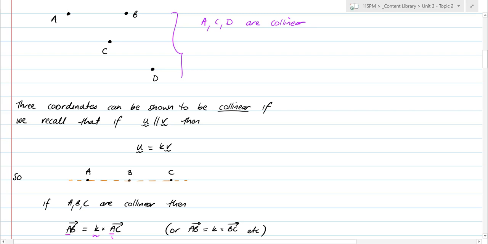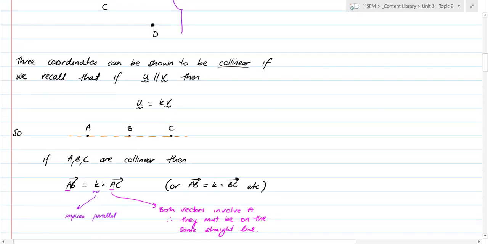So that means, if I have a look at my example there, A, B and C on the orange dotted line, if A, B and C are collinear, then that means that vector AB is equal to some constant times vector AC. So this distance here is some constant times vector AC. And in this example, K is obviously less than 1. But they're in the same direction, so K is positive but less than 1. We could also make the statement that AB is some constant times BC, or that AC is some constant times BC, or whatever the statement is.